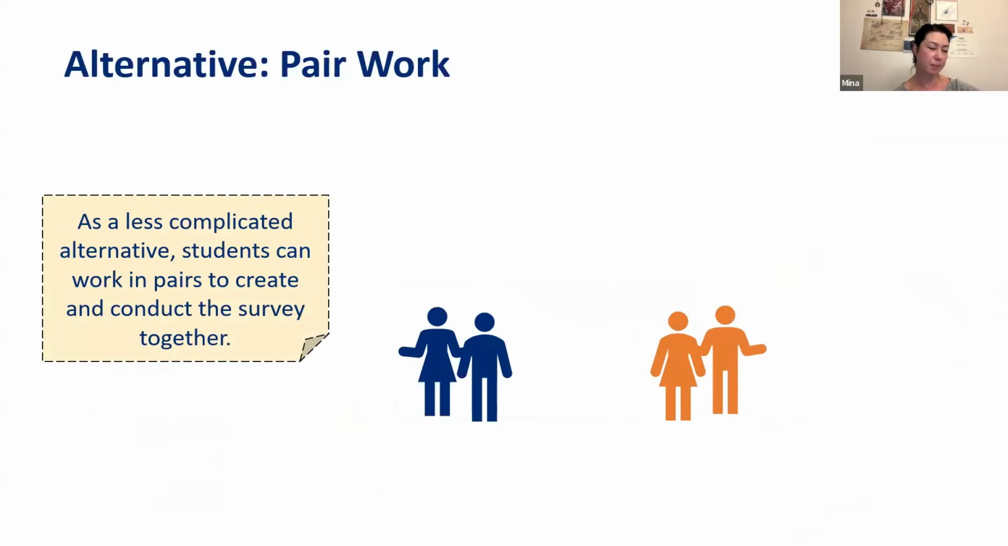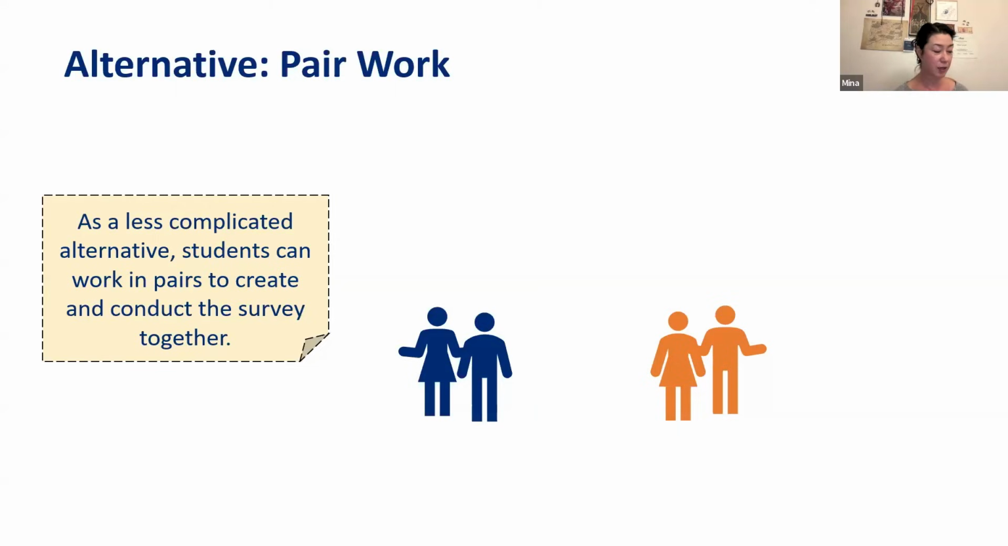If this seems too complicated, but you still want to make use of collaborative learning, another option would be to do this in pairs. And then the students stay in their pair as they conduct the survey. So we see these dark blue students here working in a pair, and then they are going to survey this group of orange students.